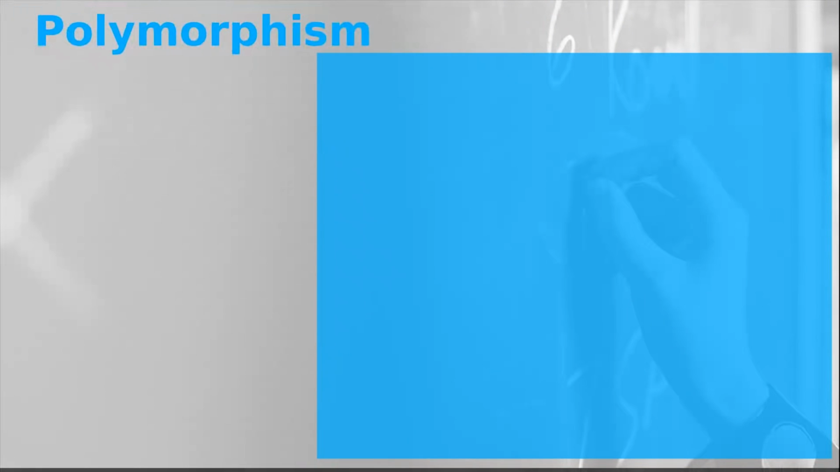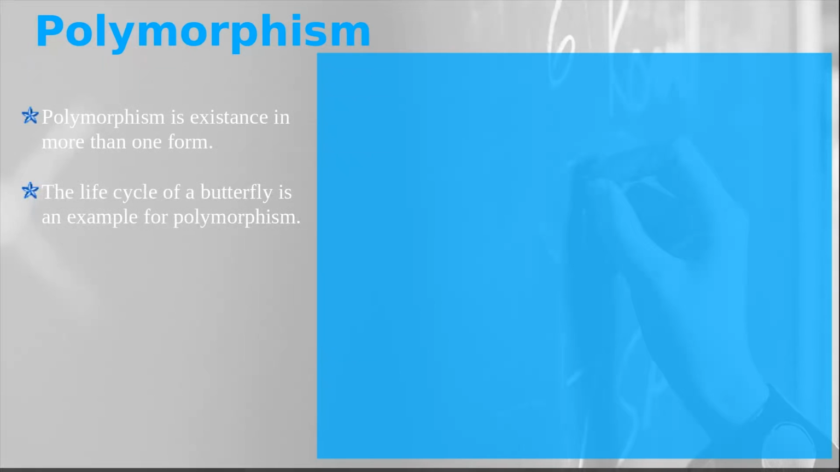So first, let me come to polymorphism. Polymorphism is existence in more than one form. That is, poly means many and morph means forms. So that is what is polymorphism. And the life cycle of a butterfly is an example of polymorphism. Just because in its life cycle, a butterfly has to transform into different forms from larva, pupa, caterpillar into a butterfly.